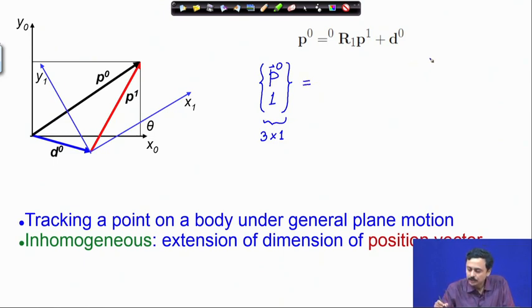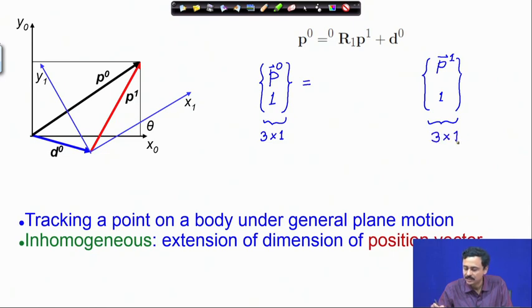I want to relate this with P1 and 1. So, I am enlarging the space in which I am representing P0 and P1 by one additional term, so that both these position vectors become 3 cross 1. This 1 is just a factor that I have introduced.